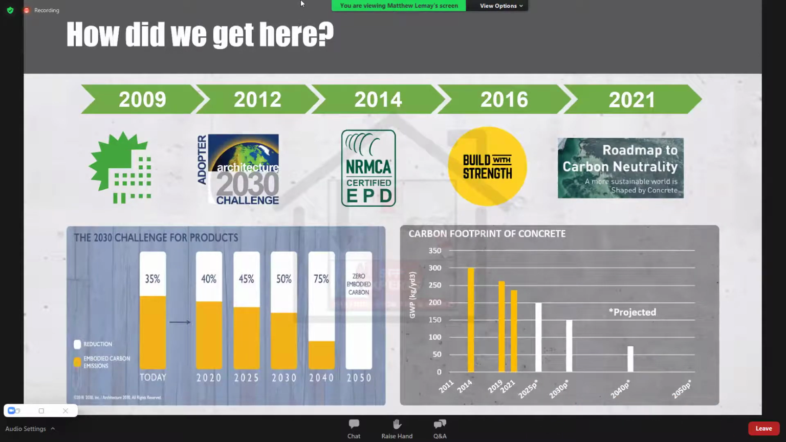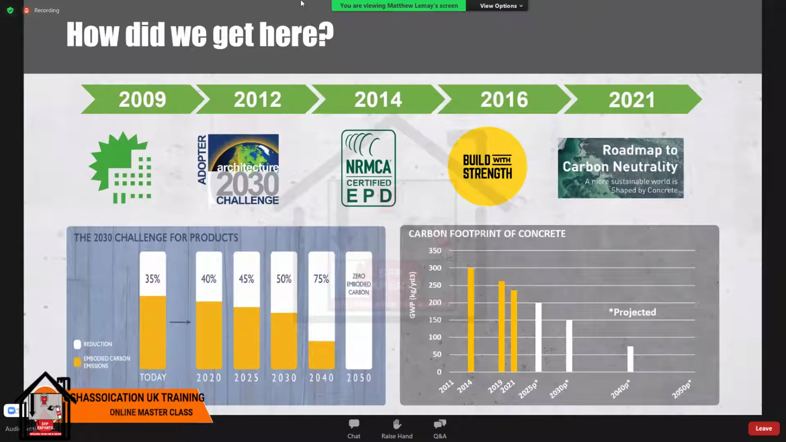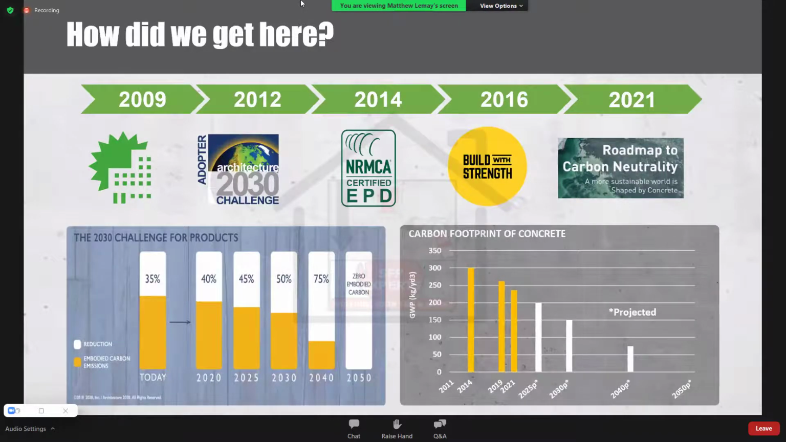NRMCA really started on this project toward carbon neutral in 2009 by adopting a 30% reduction goal by 2030. And that's a 30% reduction of carbon emissions as well as energy use, water, and waste goals that come along with it. But we soon realized that we could do better, and that goal was not aggressive enough. We committed in 2012 to the Architecture 2030 Challenge for Products, which has a goal of 50% carbon emissions reduction by 2030 and carbon neutrality by 2050.